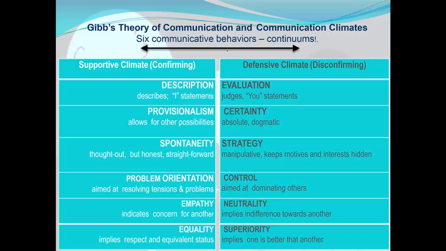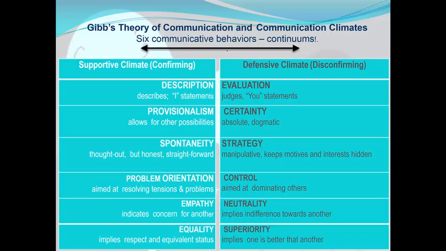On the flip side, when we're creating defensive and disconfirming and really negative communication environments, some of the behaviors that happen is that we tend to evaluate others, and so we judge more than describe. There's more a sense of certainty, and so instead of saying, here's different possibilities, we say, this is the one answer. It's very dogmatic, it's very absolute. Instead of being spontaneous, we're more concerned with strategy, being manipulative, and keeping our motives and interests hidden in order to get what it is we want out of the situation.